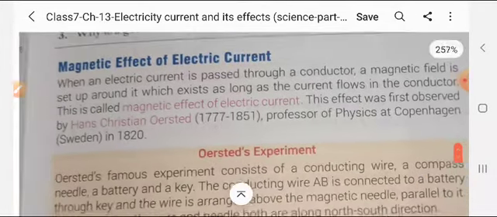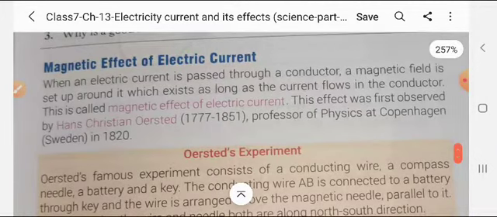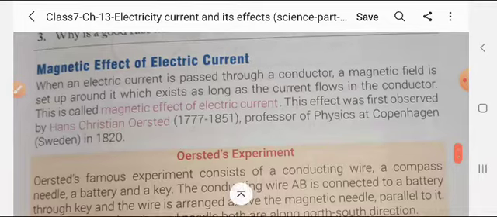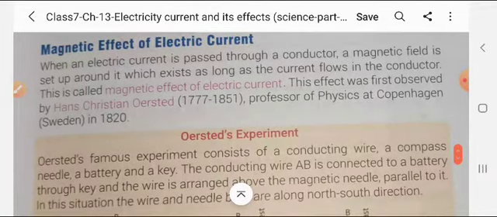Student, again I want to repeat: when an electric current is passed through a conductor, a magnetic field, a type of field that has attracting power like a magnet, so it's called a magnetic field, is set up around it. It exists as long as the current is flowing in that conductor. And this process is called the magnetic effect of electric current.